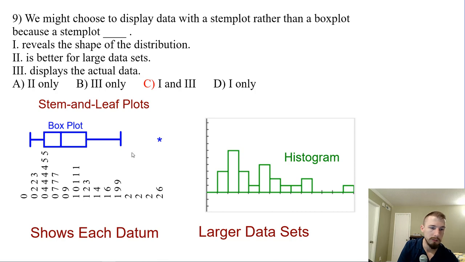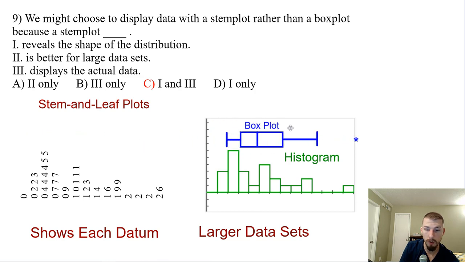Anyway, so the reason why we would use stem and leaf plots is that they will show us the actual shape of the distribution, unlike a box plot, which is just a quick summary. It is better for large data sets. That's actually backwards. We would prefer the box plot and the histogram for larger sets of data, and if we had a smaller set of data, then we could actually look at the stem and leaf plot. So that one is not true. I'm going to cross that one out.